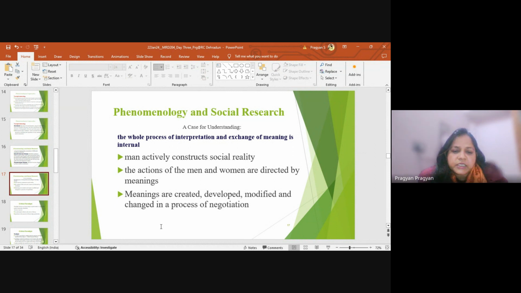And interestingly, this process of negotiation, what Alfred Schutz calls intersubjectivity, exchanging of attitudes, exchanging of our perspectives to negotiate our meaning, is actually not equal for all the members of a society. So we have to incorporate these factors as well.